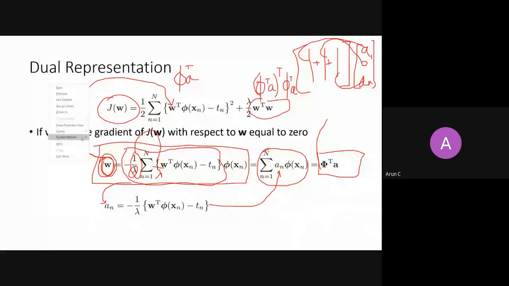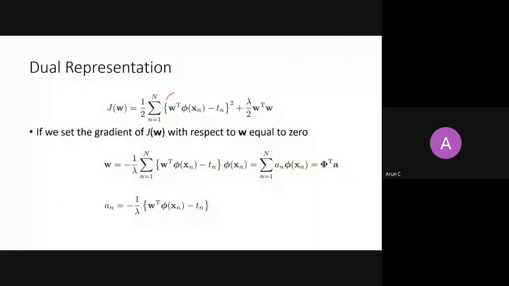Just to make you understand, I'll try to write it for you. For example, I can write this expression as phi matrix, the design matrix, times W, minus my T vector, the column for my whole data set, transpose, times phi W minus T. We have done this in linear regression also. So this is how we can write it. This summation will go away.